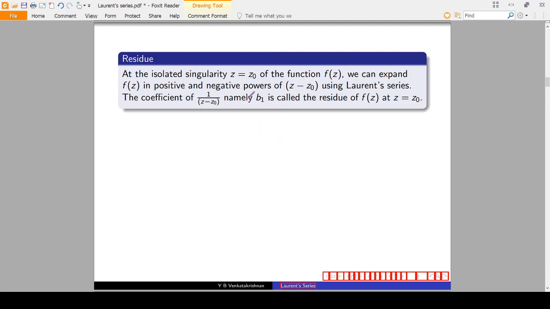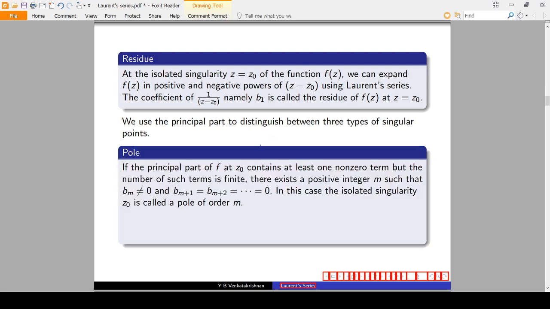And here we introduce a term called residue. What is residue? Residue is nothing but the coefficient of 1 by z minus z naught. That is, the coefficient of B1 in the Laurent series expansion at z is equal to z naught is called the residue of the function f of z.